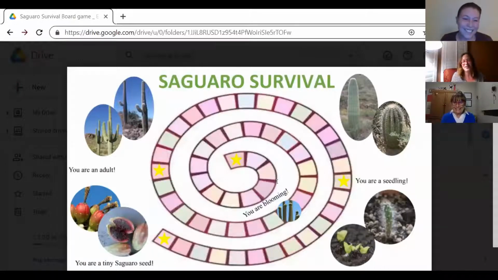I will say that I played this game several times with my kids, and I need to play it more and revise some things to make it more playable, because I was really trying to emphasize how difficult it is for a saguaro to get from seed to adult. And I made it so hard that it's almost impossible.